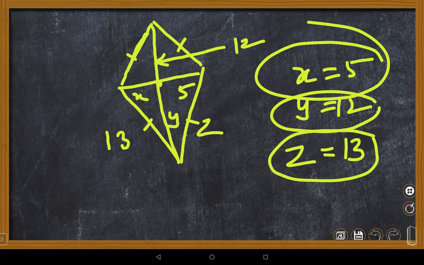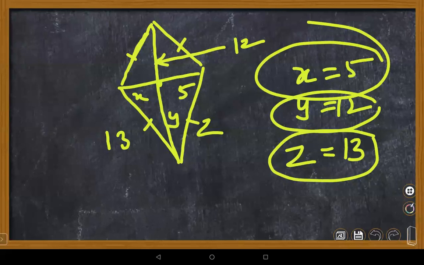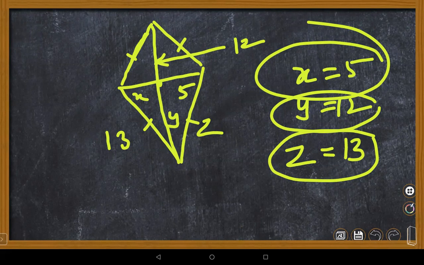Ma'am, for x and y, it's the diagonals bisecting, and for z, it is the all sides are equal property, ma'am. Very good. To find out the values of x and y, the diagonals bisect at right angles. Bisect means dividing into two equal regions. So one region they gave us 5 centimeters. Obviously, the other region is also 5, so x is 5. The same way y is 12. The other side is equally dividing. So y equal to 12.